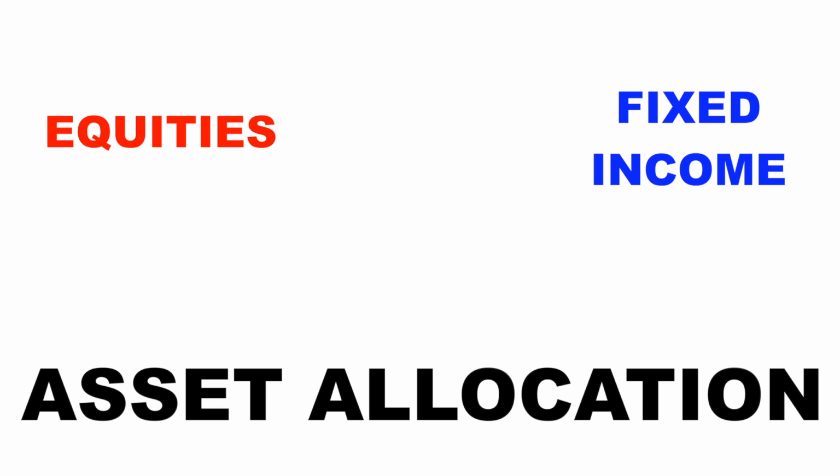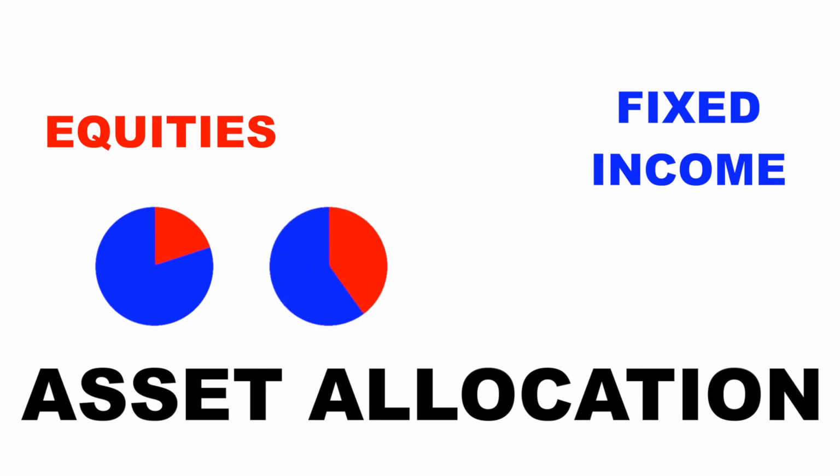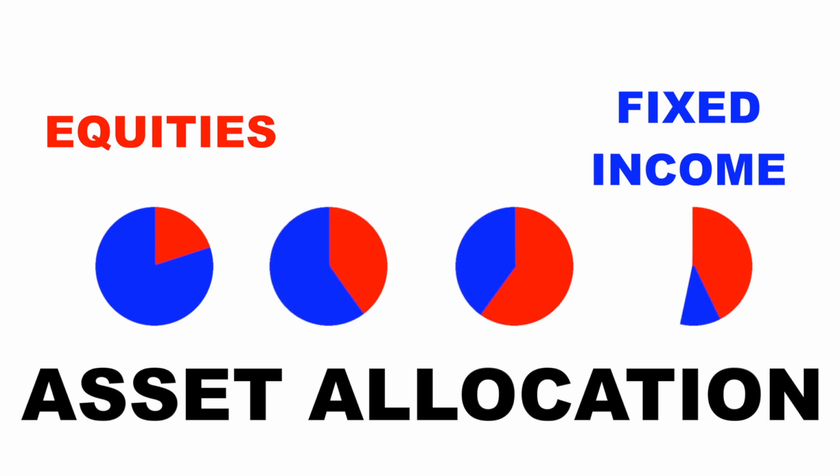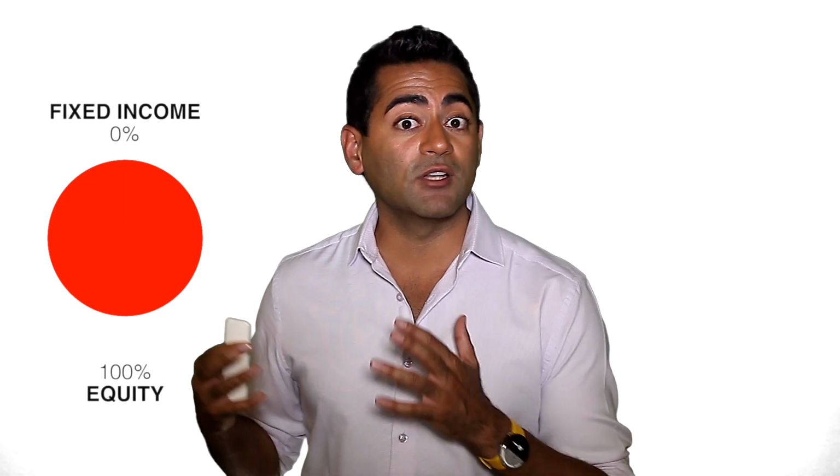Asset allocation refers to the proportion of asset classes in your portfolio. And what's really important about this is that these proportions will dictate how much risk and potential return your portfolio will exhibit. So let's start with two extreme examples. You could have a portfolio that is 100% equity. It's all stock. That portfolio is going to have a lot of risk and a high potential return.